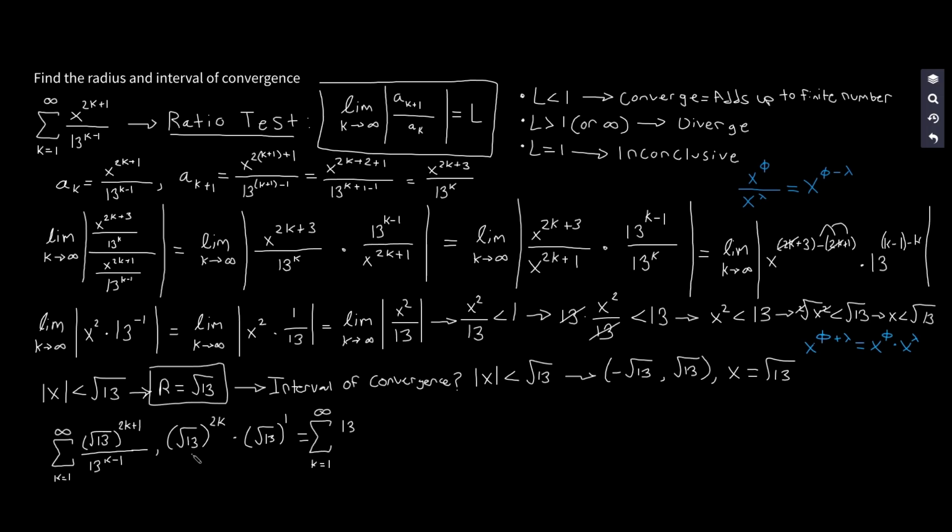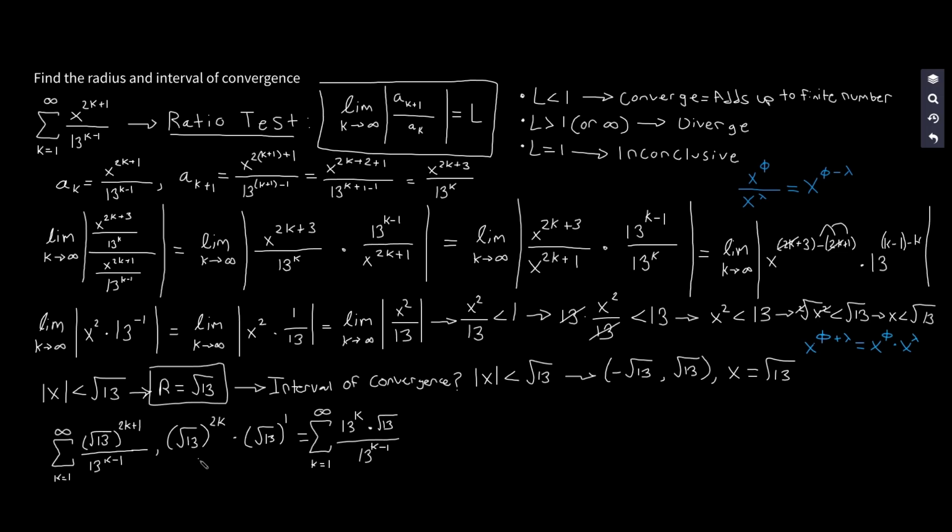So the numerator is going to become 13 raised to the power of k, and we'll unpack that in a second. Let me just write this out here. Times root 13, all over 13 raised to the power of k minus 1. And the reason for this is because if we look at this here, root 13 raised to the power of 2 times k, remember that a square root cancels out.